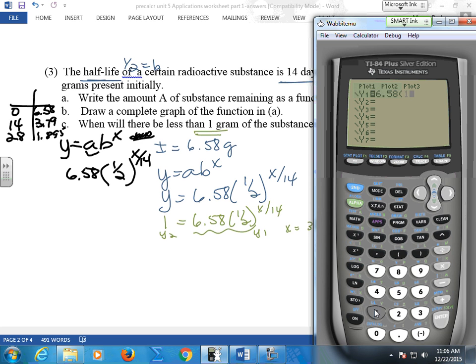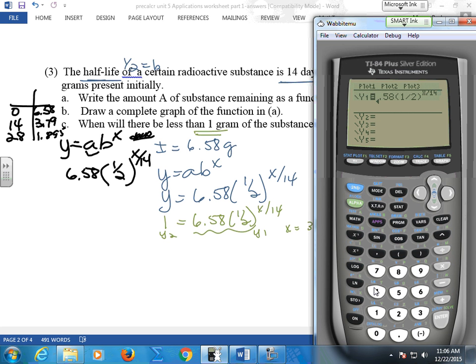I'm taking a half life. Oops. And I'm going to raise 2. I jinxed myself yesterday when I said this was working so well. X divided by 14. Wait, so when it says write the amount A of substance remaining as a function of time, it's just writing that equation? Yes, this is what you're giving me.